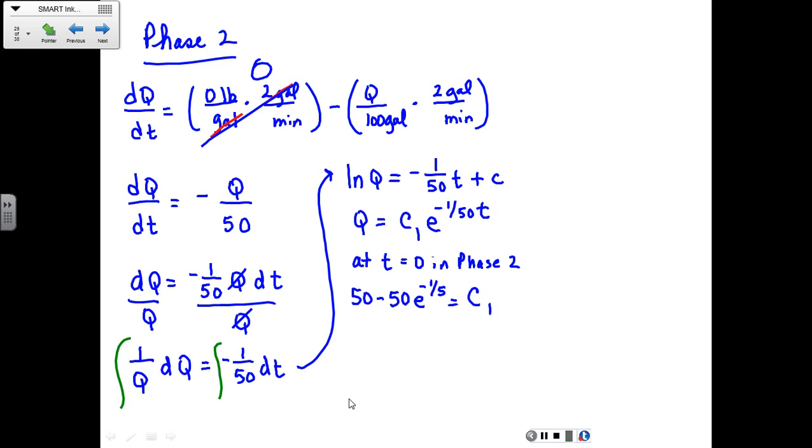0 for t, so it makes this go away. So here's your model. Q of t is equal to 50 minus 50e to the minus 1/5 times e to the negative 1 over 50 t. There's my model right there.